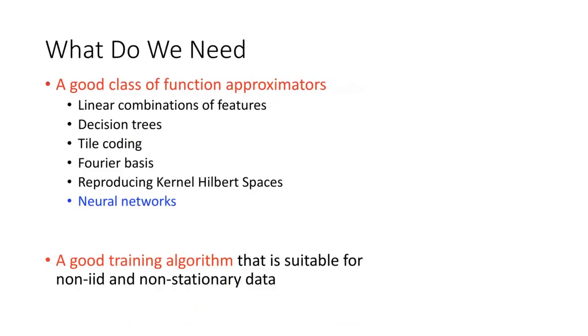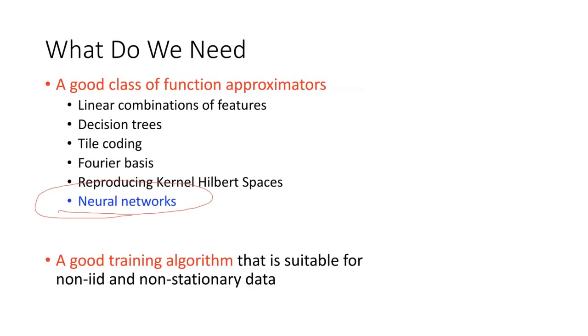Okay, so what do we need to do deep Q learning? Obviously, what we want is a good class of function approximators. If you have taken a machine learning class, you know that there are so many function approximators that are useful. You can do linear combination, decision tree, tile coding, Fourier basis, or a very powerful kernel called reproducing kernel Hilbert space. Well, I said all these beautiful function approximators, but we all know what function approximator you're going to use.